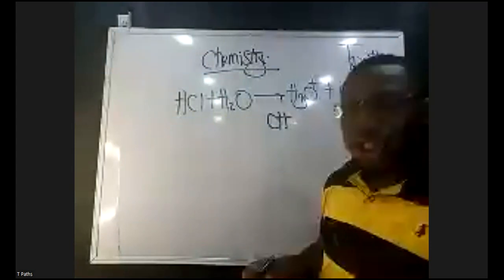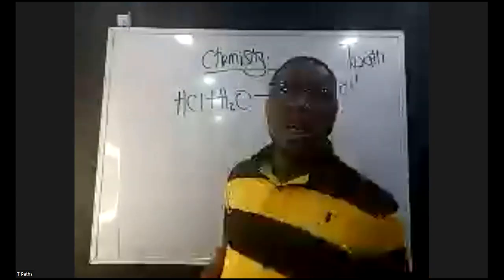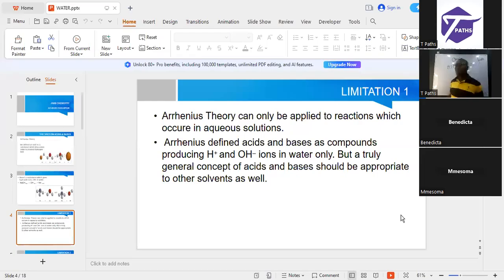Limitations of Arrhenius. Limitation 1 is that Arrhenius theory can only be applied in aqueous solution. That means if you want to dissolve an acid and base, you need a solvent that is only water for this theory to work. I don't think that is a very good thing because we've gone to the modern world whereby we know that there are a lot of solvents, various levels of solvent. So that is a limitation to Arrhenius theory.